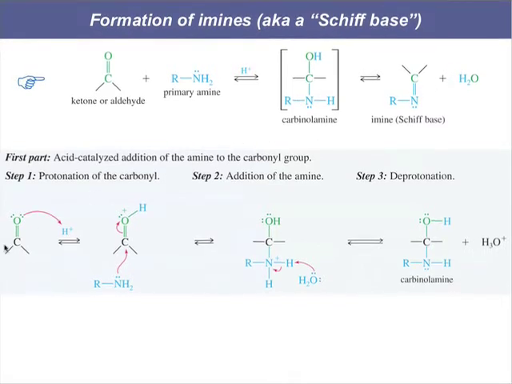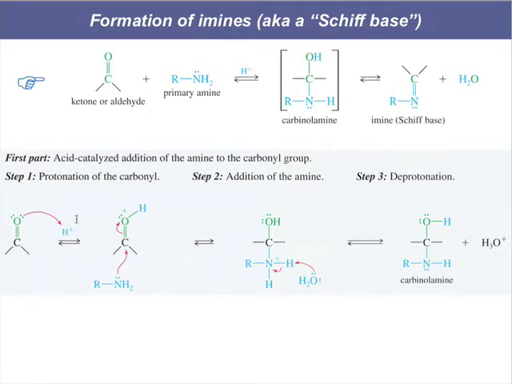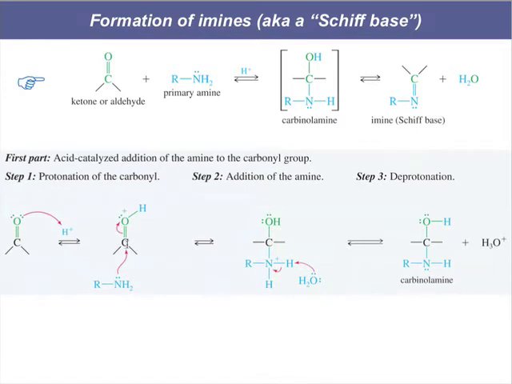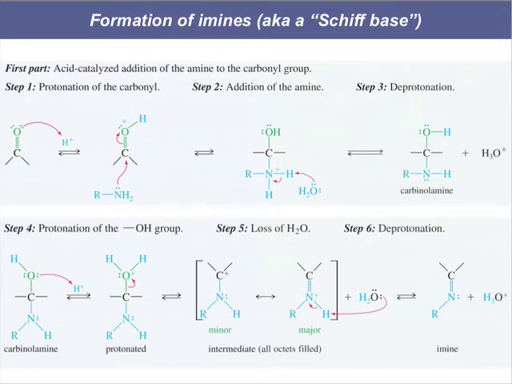Here's the mechanism again. Protonate the O from our acid. The amine will add to our carbonyl. Electrons will go up onto the O. We'll end up with an OH and an R and H. We can lose a hydrogen, some proton transfers involved there, losing an H, gaining an H. Eventually we get to this intermediate called a carbinolamine. That will then undergo another reaction to get us to our imine, which is called the Schiff base. I'll move that up here.